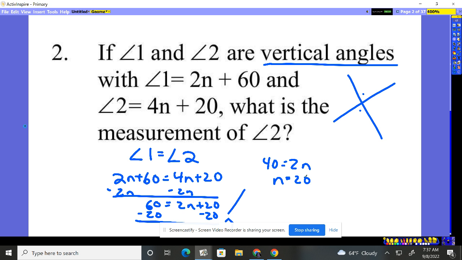That is not the answer. It does not say, what is n? It says, what is the measurement of angle 2? Angle 2 is 4n plus 20, so it's 4 times whatever n is, plus 20. Well, 4 times 20 is 80. 80 plus 20 makes angle 2 what? Angle 2 is 100 degrees, and since angle 1 and angle 2 are vertical, angle 1 would also be 100 degrees.